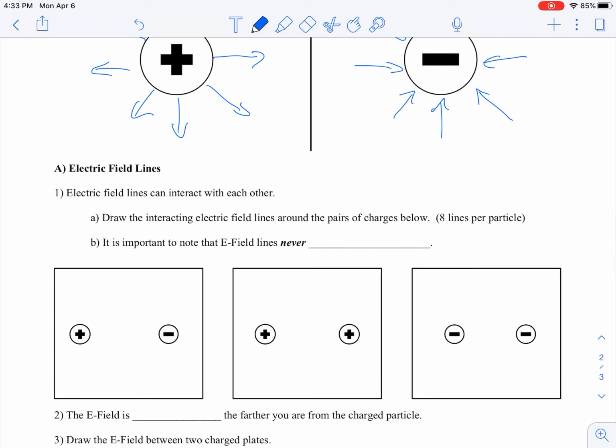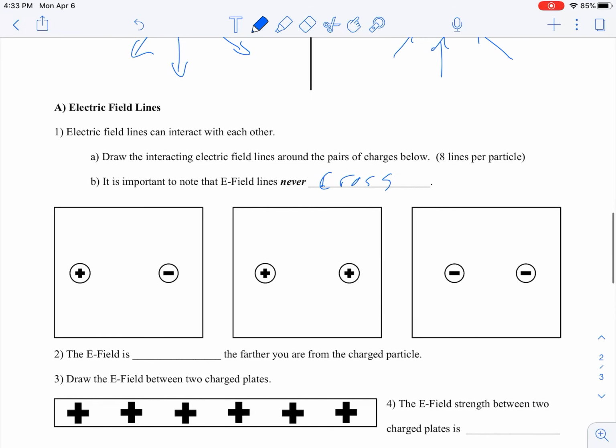So now we're going to draw how electric field lines interact. Okay, you have to draw 8 lines per pair. It's important to note that electric field lines never cross. All right, so really common misconception here. Let's say this middle one here, the 2 positive charges. A lot of people think, okay, electric field lines go like this. This would never happen. Okay, they can't cross into each other. That just won't work. So let's look at what happens.